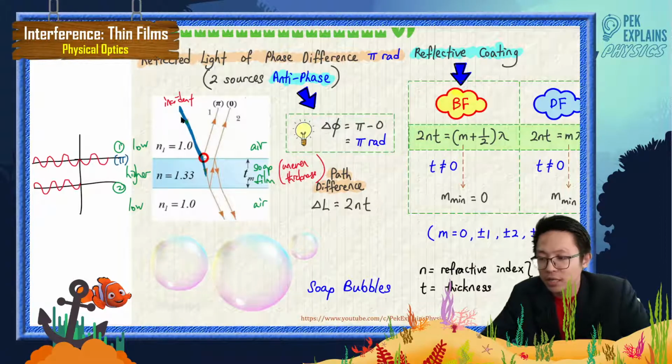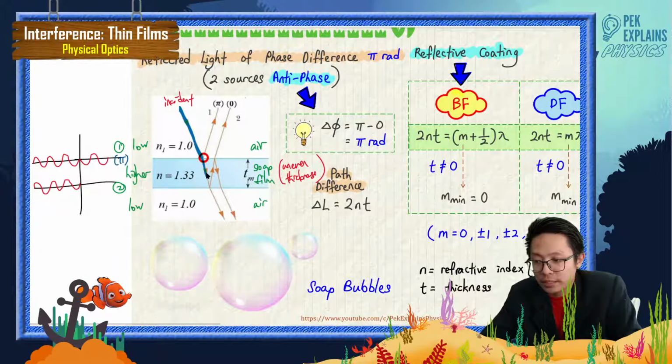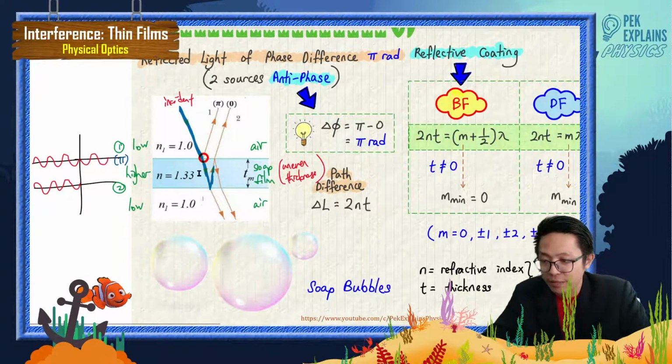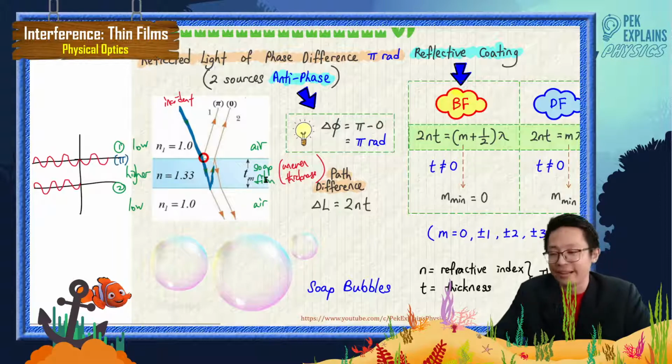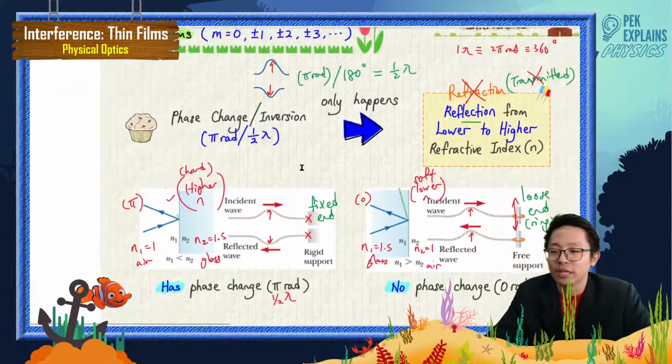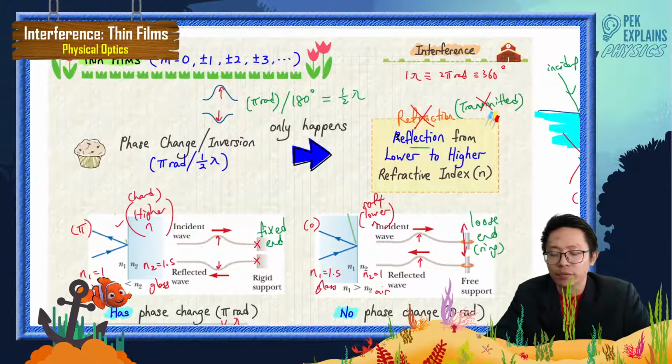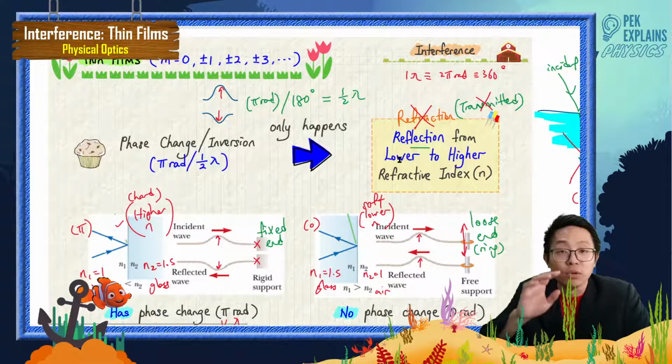okay, enters the second surface. Is there any phase change when entering? Refraction. Any phase change? No phase change. But you see here, it reflected. However, this reflection is from higher to lower refractive index. Higher to lower refractive index reflection, got phase change? No phase change. Remember, phase change only happens for reflection from lower to higher, not from higher to lower refractive index.